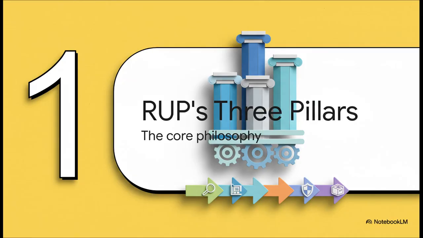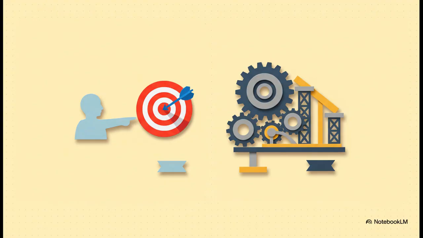Okay, let's dive into the core of RUP. To really get it, you've got to understand its philosophy, which boils down to three key ideas. These are the pillars that hold the whole thing up. So RUP is really smart about separating the what from the how. The first pillar is all about being use case driven. This just means we focus on the function by asking a simple question: what does the user actually need to do with this thing? These use cases become the driving force for everything.